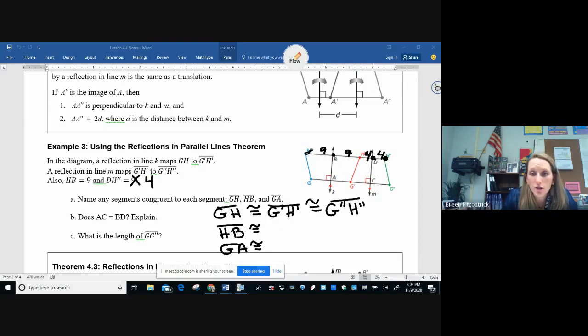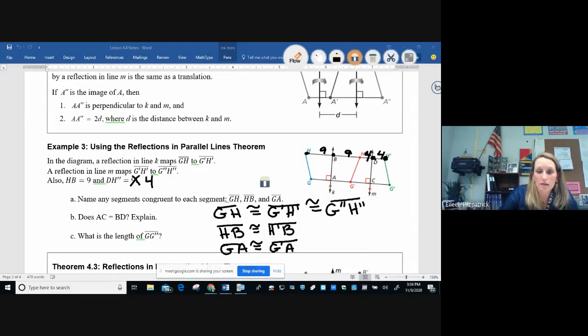What about HB? What is HB congruent to? HB is congruent to H prime B. All right, and then what is segment GA congruent to? Well, from G to the line of reflection should be the same as from G prime to the line of reflection. So G prime to A. All right, so that's for part A.